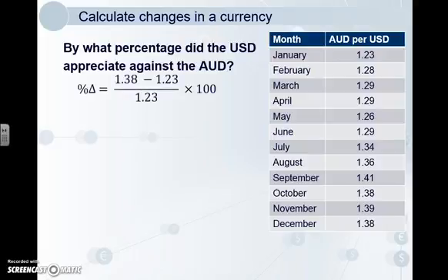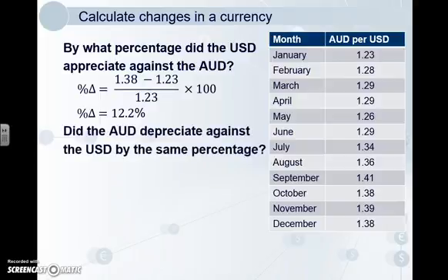Okay, so all we do is we find the change. So 1.38 minus 1.23 gives us what the change in the value was. We divide it by the original, times it by 100, and what we get is a 12.2% appreciation in the currency. Now, does this mean that the Australian dollar depreciated against the US dollar by the same percentage? Well, no, it doesn't. I want you to pause now and see if you can work out how much the Australian dollar depreciated in percentage terms.